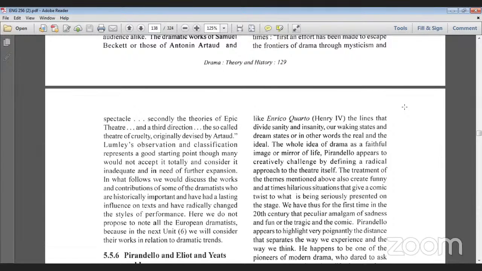In what follows, we would discuss the work and contribution of some of the dramatists who are historically important and have had a lasting influence on text and have radically changed the styles of performance. Here we do not propose to note all the European dramatists because in the next unit 6, we will consider their work in relation to the dramatic trends.